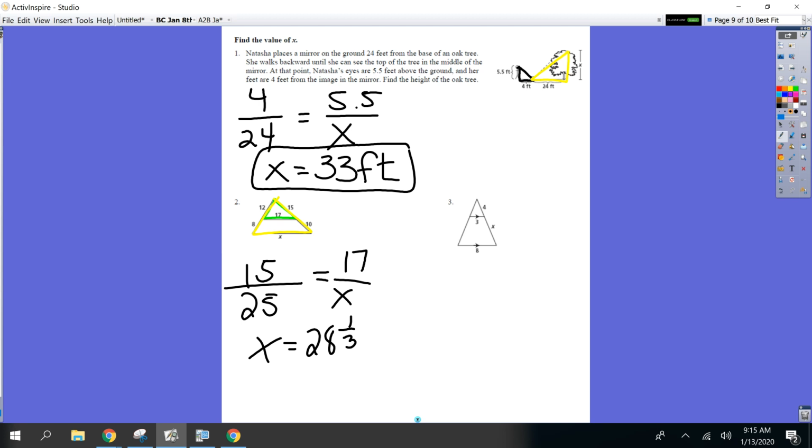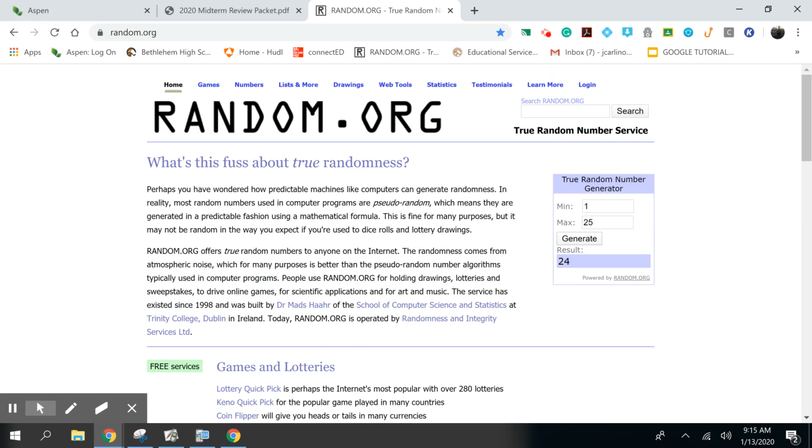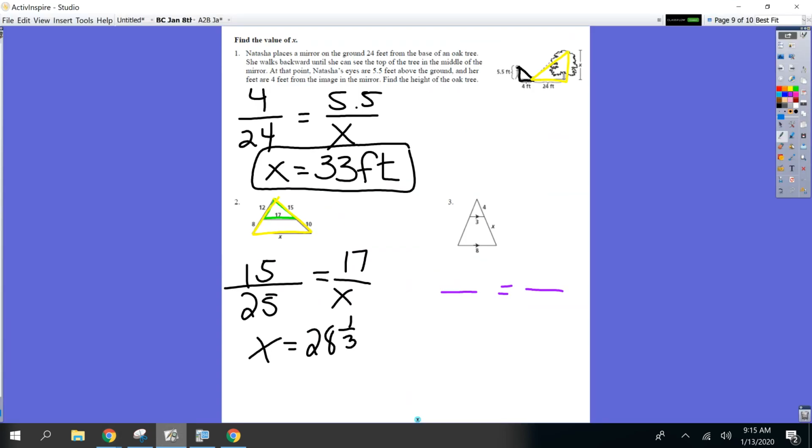Ooh, how about the next one? Do we see a triangle within a triangle? Okay, so let's set up a proportion based on their sides. Give me one side in the small triangle. 18. What do we have? Yeah, 3. Everyone good? It matches up with the 8. That's pretty easy.